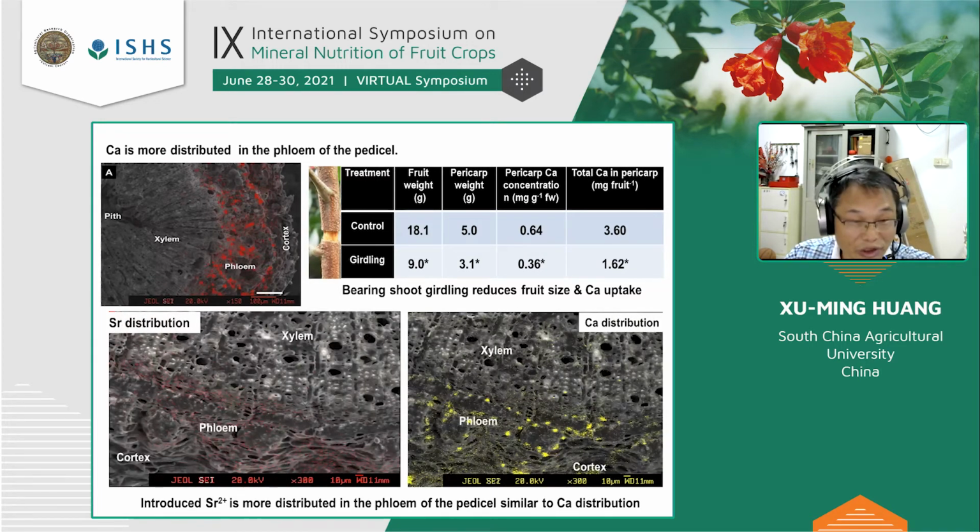Strontium is an element which can be regarded as an analog of calcium and can be used to trace calcium movement. If we feed strontium to the bearing branch, we can find in the pedicel there is more strontium distributed in the phloem than in the xylem, which is similar to the distribution of calcium in the phloem, as the right picture shows.